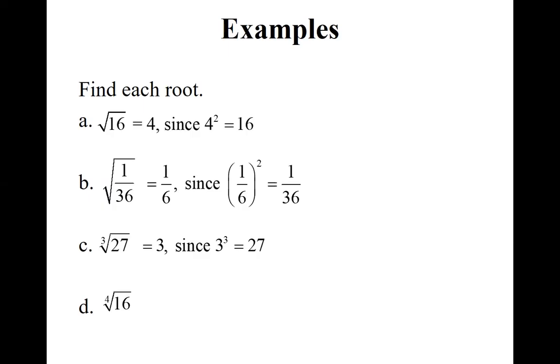And for D, we want the fourth root of 16. This is a number that when it's multiplied by itself a total of 4 times gives us 16. That number is 2. Two times 2 is 4, times 2 is 8, times 2 is 16.